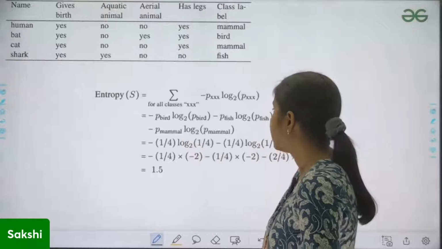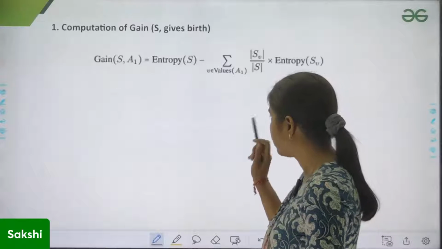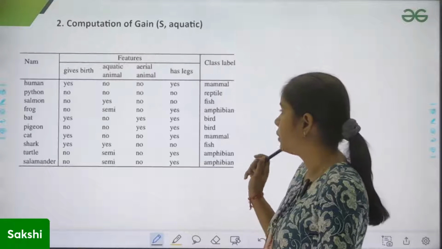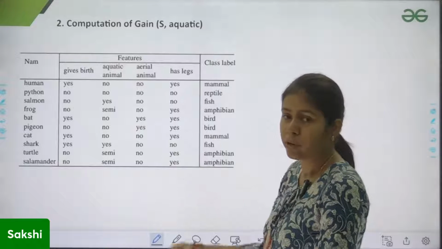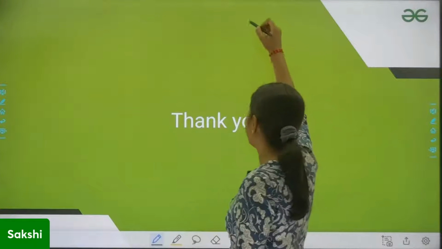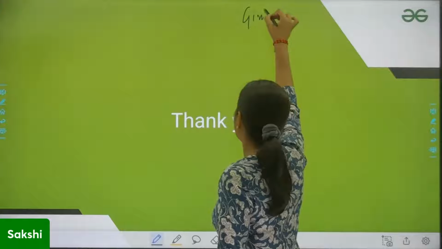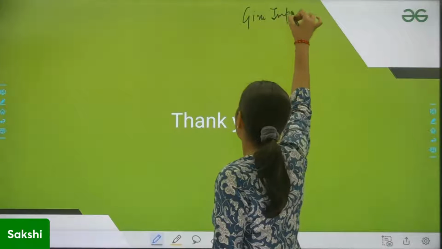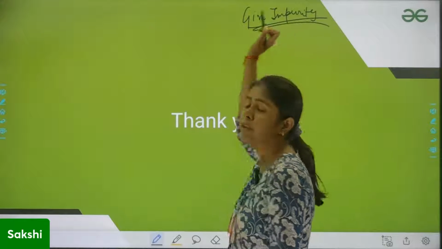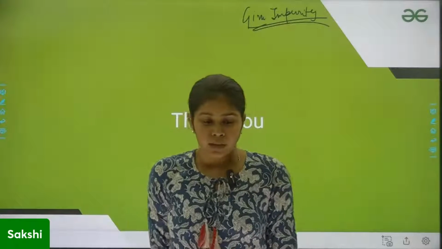So yeah, that's all for this video. Just try to find out all the gain and impurity or entropy in the previous table which I shared with you. In the next session of decision tree, we are going to discuss Gini impurity. That is also again an important topic, and we are going to discuss pruning and all for decision trees in the next session.